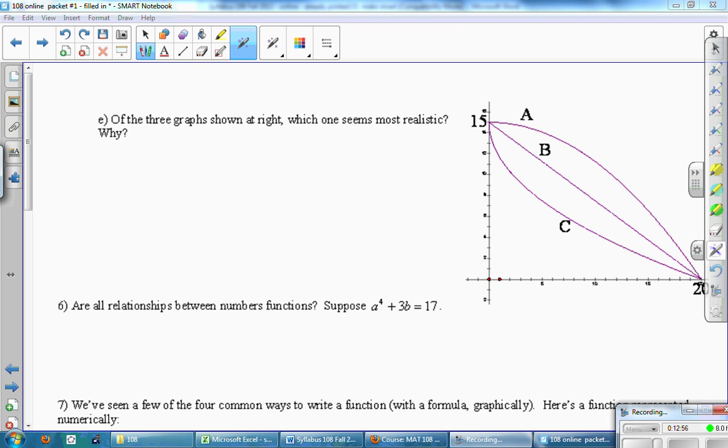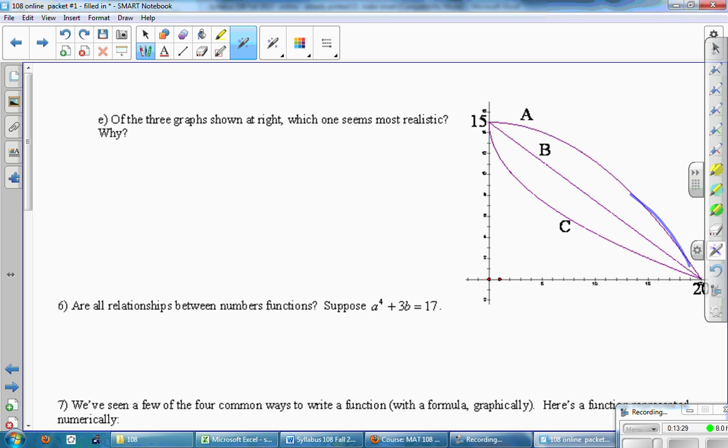I'll first start with graph A. Graph A, in fact, all 3 graphs actually start up here at 15. The car is initially worth $15,000. That makes sense. All the graphs end over here at 20. After 20 years, the value of the car is nothing. The car is worthless. But the question is, how do we get from being worth $15,000 to being worth nothing in 20 years? So if we follow curve A, you can see that the curve in the beginning, it decreases fairly slowly, and then it decreases faster, and then decreases faster still.